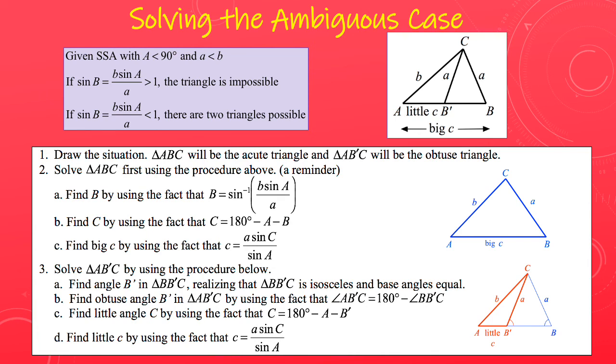At that point, we can find little angle C by using the fact that C is equal to 180 degrees minus A minus B prime. Angle C will usually be a small value. Finally, we can find little c in the red triangle by using the fact that little c is equal to a sine C over sine A. It all sounds complicated, but usually you can do this in a couple minutes.